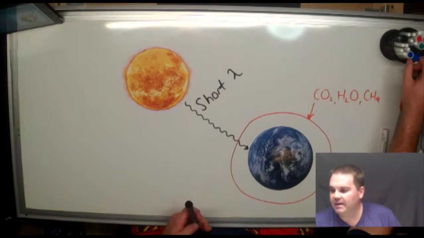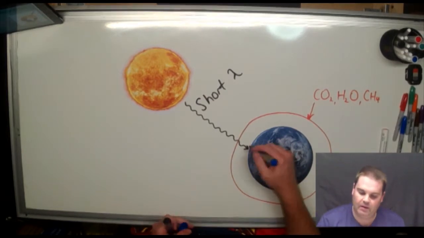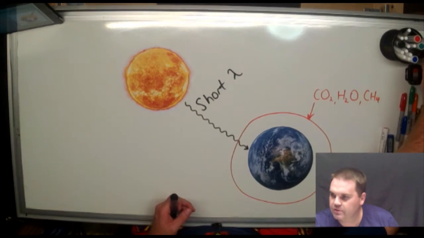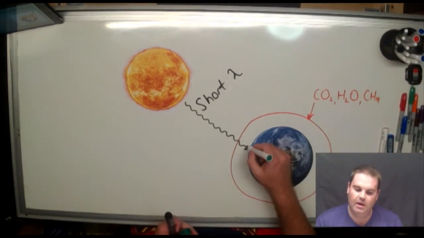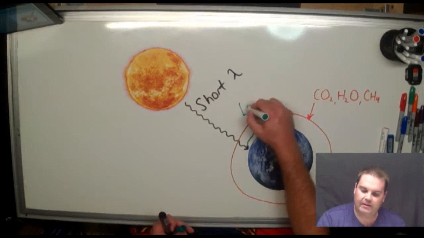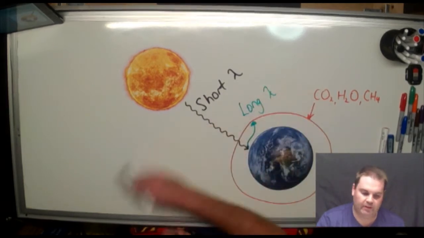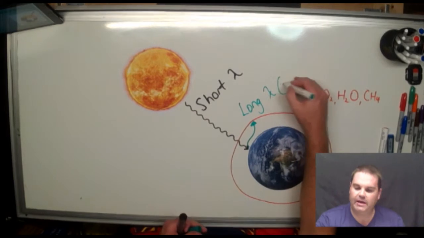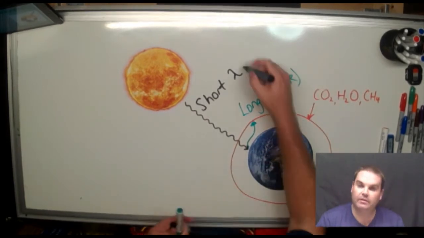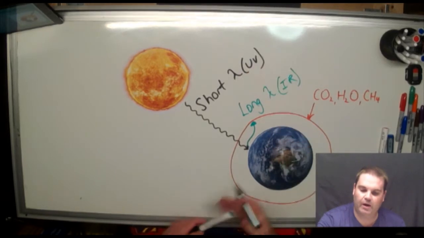So that re-radiated heat, okay, I'm going to use that one, sorry, because it's not working very well. So I'll show it in green. This re-radiated heat here comes out as long wavelength. Okay, so that's infrared, and the short wavelength is ultraviolet.